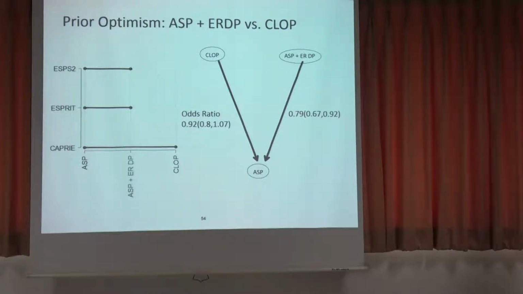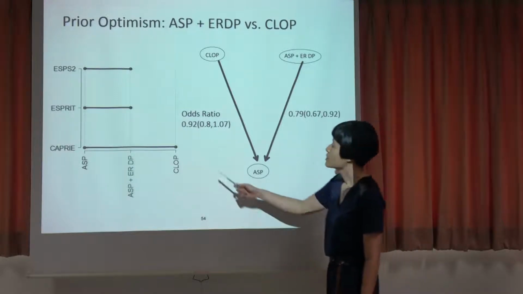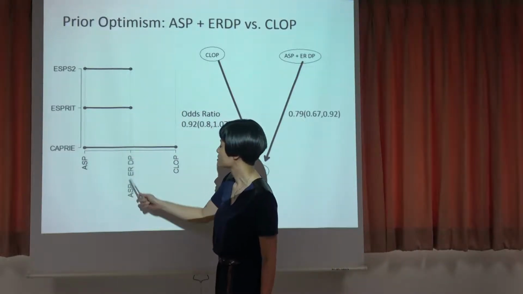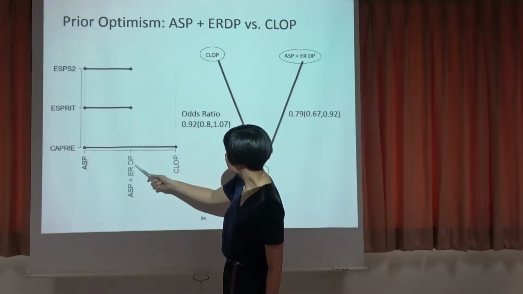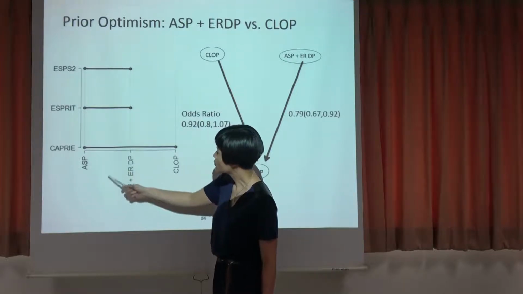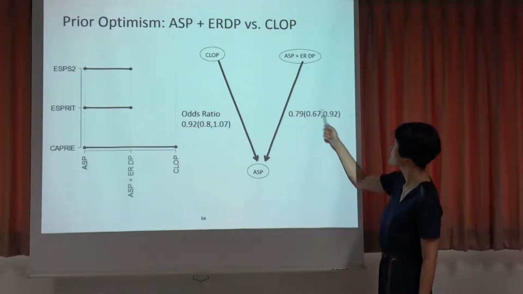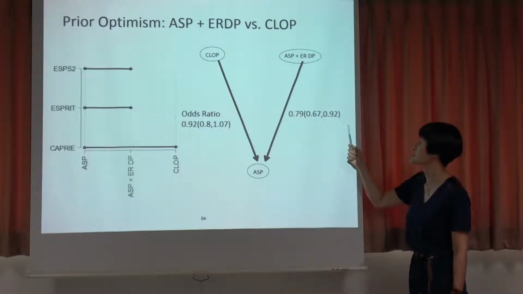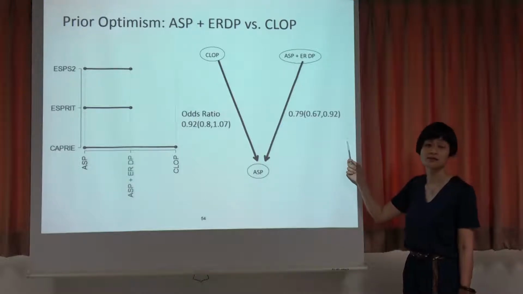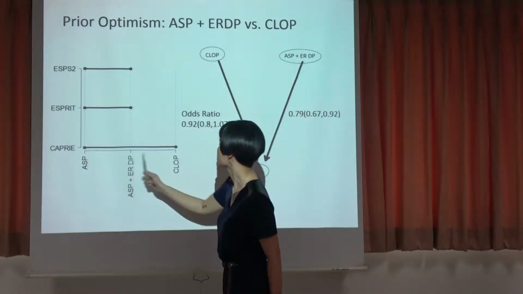The reason they came to that statement was that at that stage, there were only 3 randomized controlled trials. 2 trials looked at this comparison, aspirin plus ERDP relative to aspirin. So 2 studies gave us a pooled effect of 0.79 with a confidence interval of 0.67 to 0.92, a statistically significant risk reduction. And here, the CAPRIE trial compared aspirin with clopidogrel.